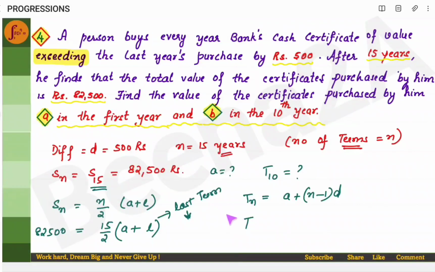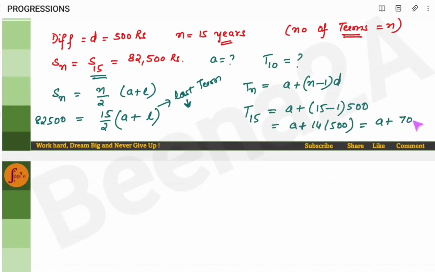The last term is T15, because the 15th year is his last year of investment. So T15 is A, the first term, which we don't know, plus n minus 1 into D. N is 15 years, so 15 minus 1. Difference, do we know? Yes, the difference is 500. So we'll write this as A plus 14 into 500. 14 into 500 is 7,000. So A plus 7,000 is the last term.